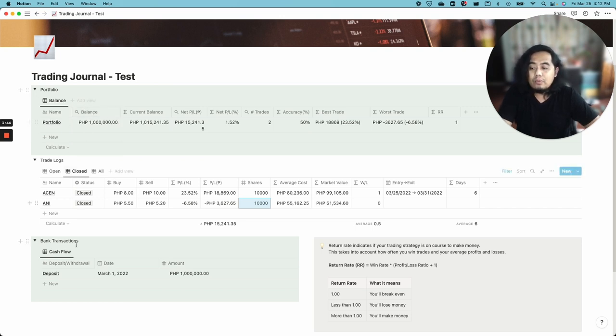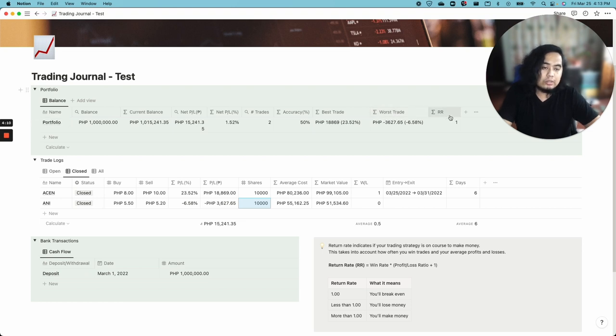On the portfolio side, what you can see here is the total balance you started with. This is within the cash flow. The current balance includes the gains and losses, similar to the net P&L percentage in pesos. It also shows the number of trades and the accuracy, which is the number of wins versus the losses. It also shows the best and the worst trade.